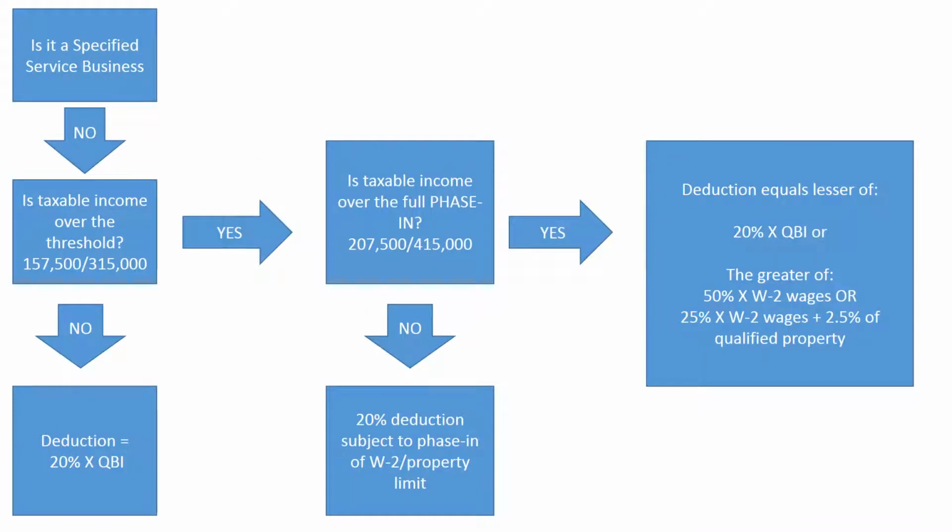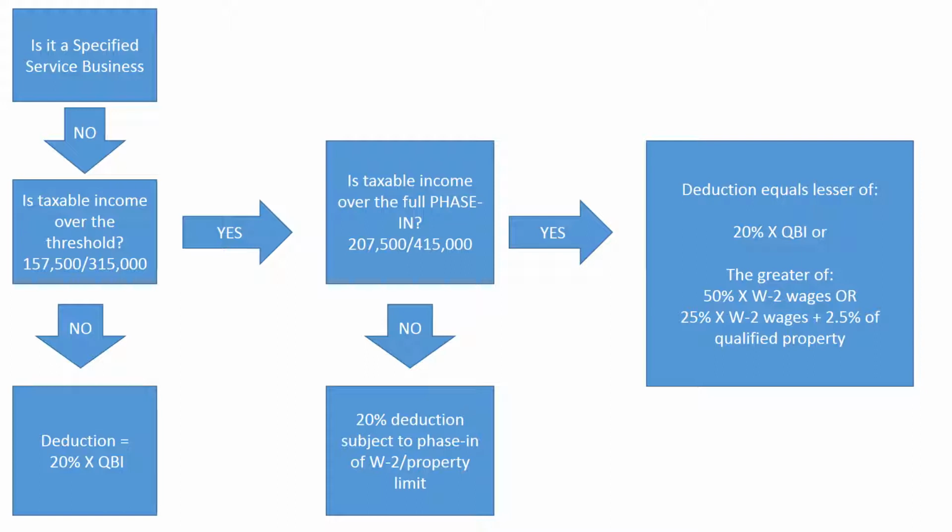If your business is not a specified service business, then your next question is, is taxable income over the threshold? Again, $157,500 for single or $315,000 for married filing joint. If the answer is no, then your deduction equals 20% of your QBI. If the answer is yes, then your next question is, is taxable income over the full phase-in, which is $207,500 for single or $415,000 for married filing joint?